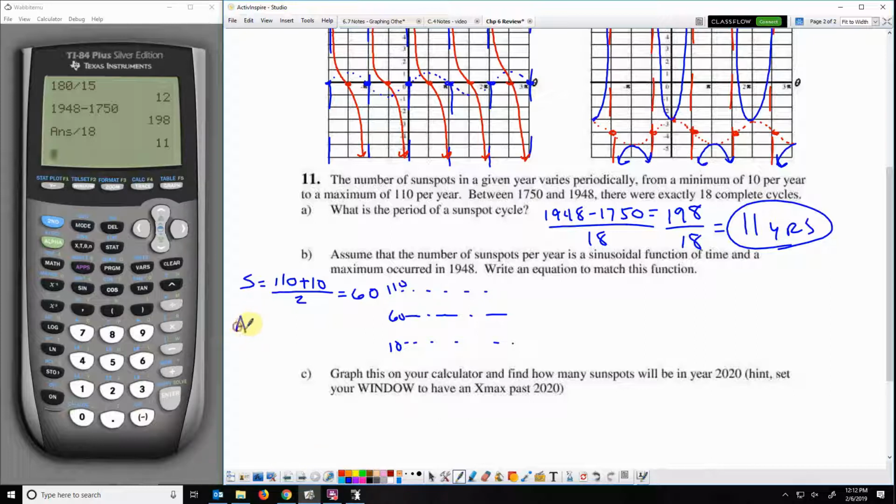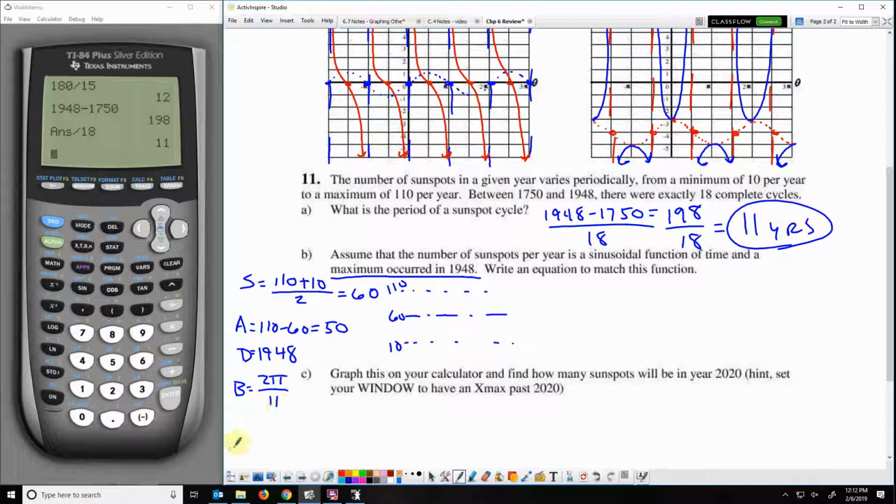Okay, I need the amplitude. The maximum minus the sinusoidal axis, 110 minus 60, and that is 50. I need the displacement. The first maximum or minimum or exact average that I know is this maximum in 1948. So my displacement is going to be 1948. To write this equation, I still need V, and V is 2 pi over the period, and that's a period of 11 years.